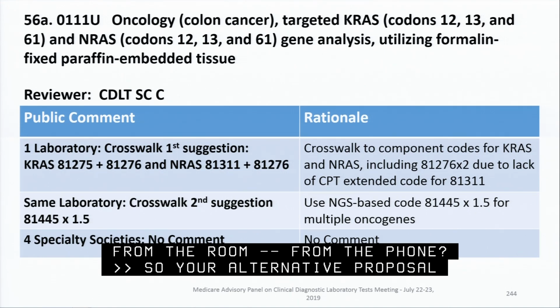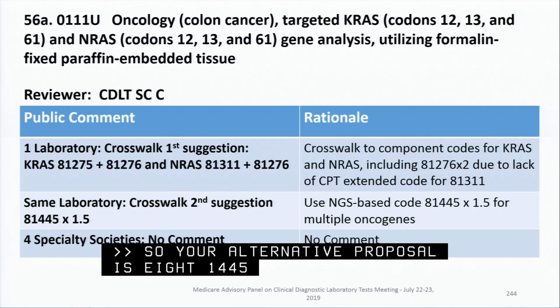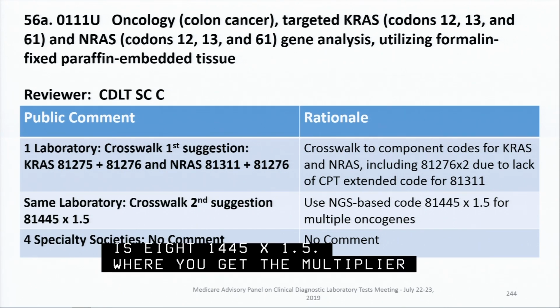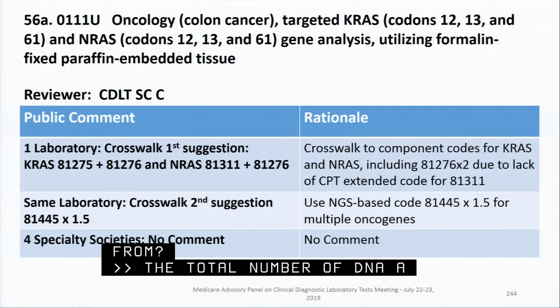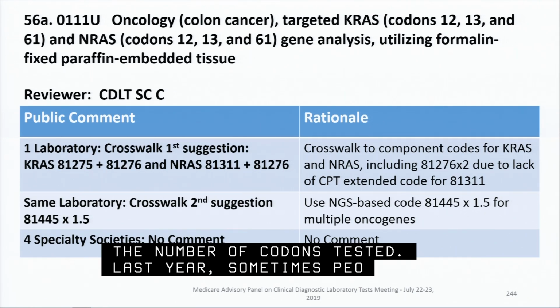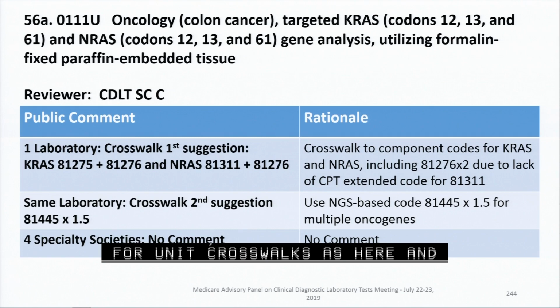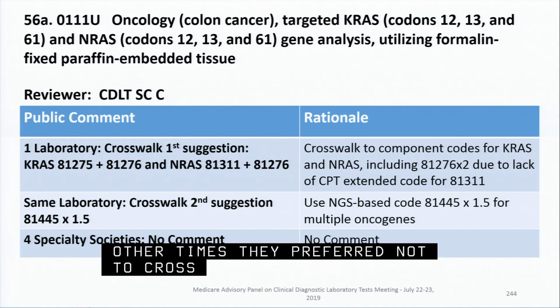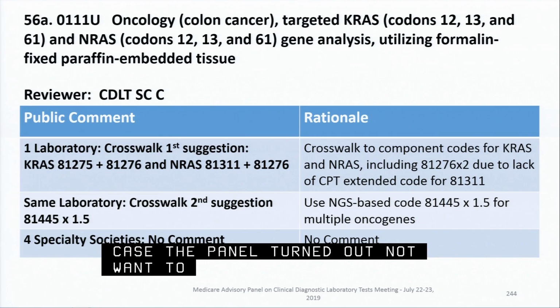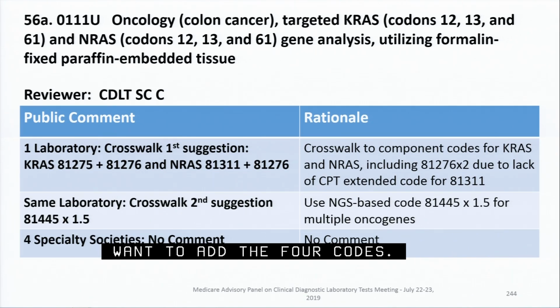Yes. And where do you get the multiplier from? Because of the total amount of DNA and the number of codons tested, we also had seen last year, sometimes people did 4-unit crosswalks as here, and other times they preferred not to walk that many times, and they used 1.5 or 2.5. So we provided that as an option in case the panel turned out to not want to add the 4 codes. And we believe the valuation and resources are the same, reflecting that. But if you're happy with the 4, that's exactly what we coded to and suggested.